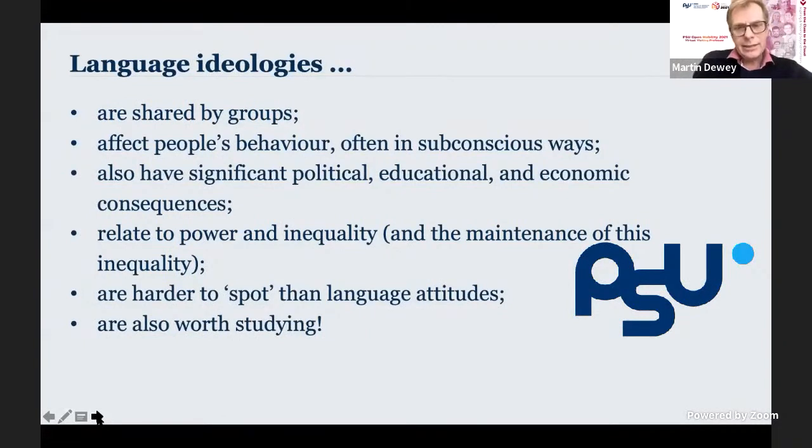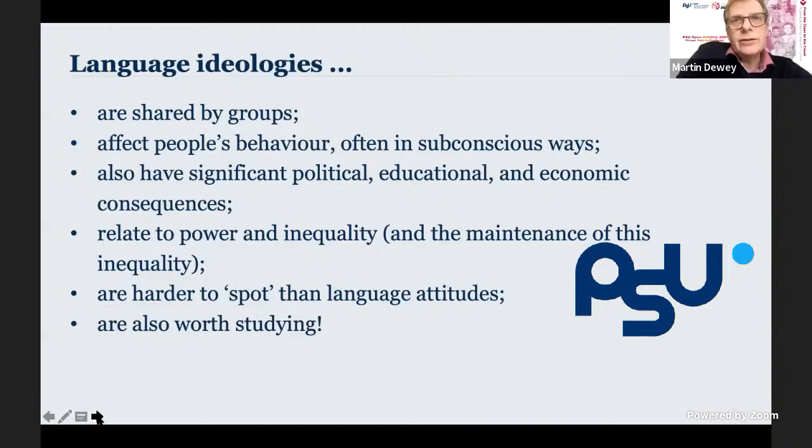They relate to power and inequality and the maintenance of inequality. So it's very difficult to have equal status in a work environment, in a professional context, or in an educational setting if you don't speak with the right kind of accent. The problem is they're also more difficult to identify than language attitudes. Language attitudes are easy to identify because people tell us things like, oh, that sounds strange, or I don't like the sound of that. Language ideologies are much more difficult to identify because they are not explicitly stated.